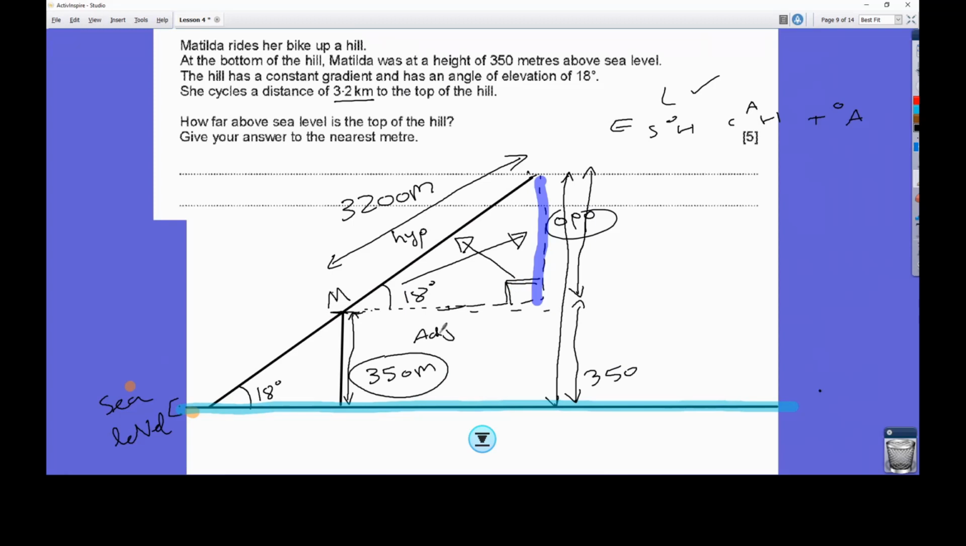So we have the hypotenuse and we want the opposite. So that means I can use sine. So we've selected our equation. Now let's solve it, or let's form it first. So sine of 18 degrees, I'm given an angle this time, is equal to opposite over hypotenuse. So the opposite I'm just going to call op, and the hypotenuse is 3,200.